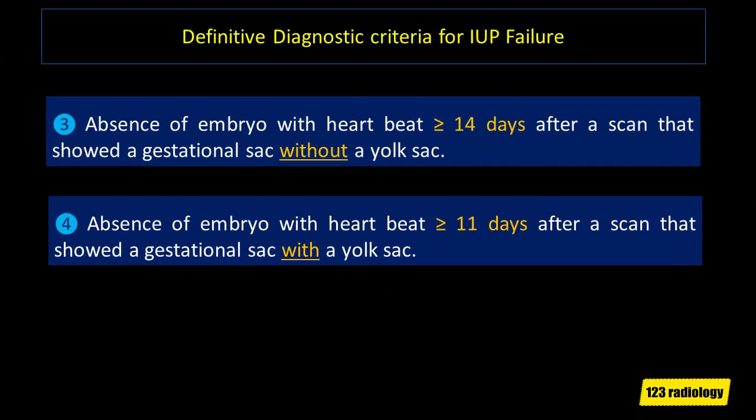So these are the third and fourth definitive criteria for early pregnancy failure in interval studies. Absence of embryo with heartbeat 14 days or greater, after a scan that showed a gestational sac without a yolk sac. Absence of embryo with heartbeat 11 days or greater, after a scan that showed a gestational sac with a yolk sac.